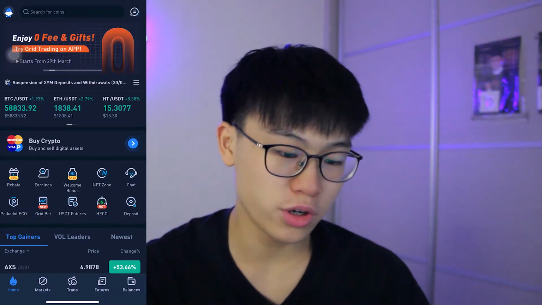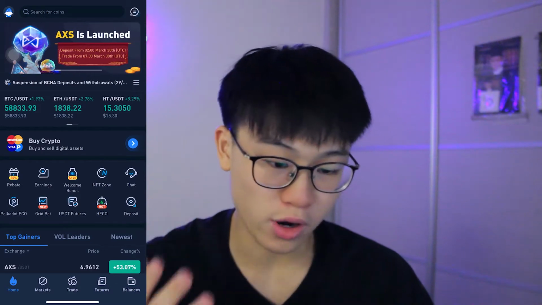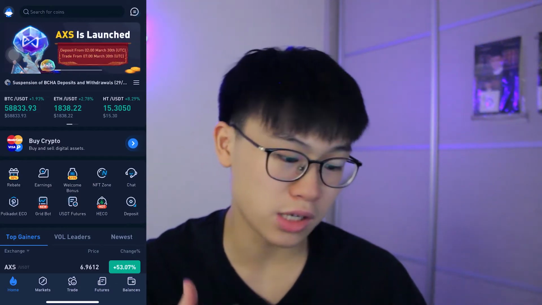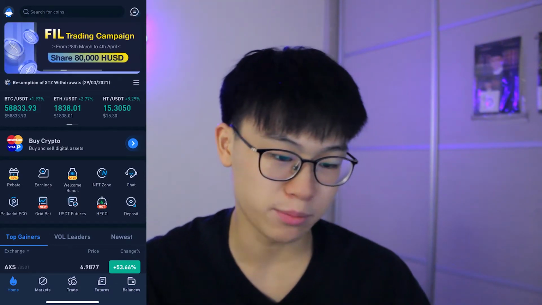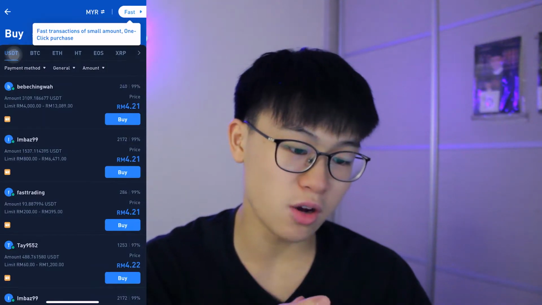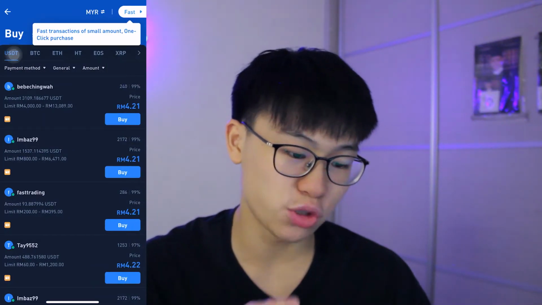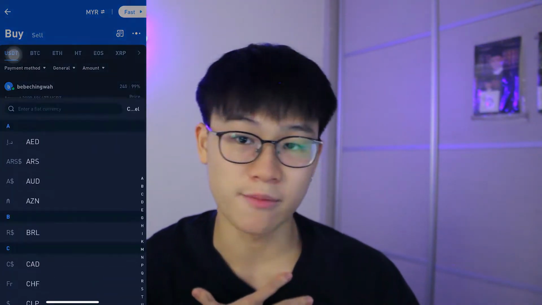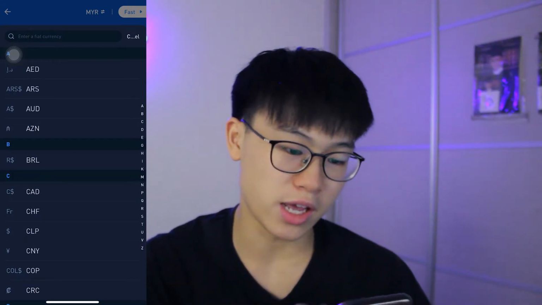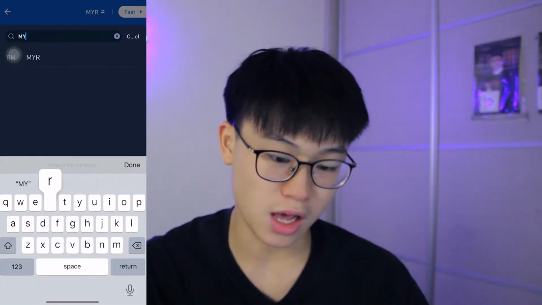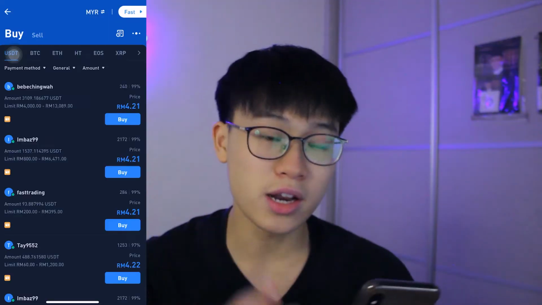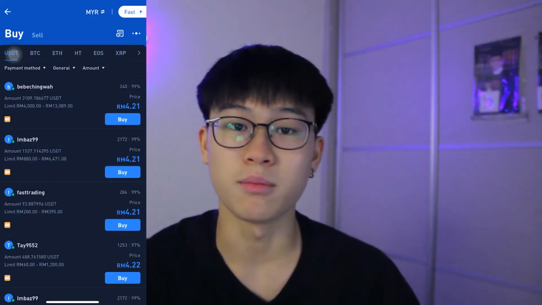So we're at the home screen of Huobi Global, and if you want to go ahead and deposit money, all you gotta do is click on this buy crypto, and where you can see over top right is where you can choose your currency. So let's just say I'm from Malaysia, so I'll type MYR, and then I could buy in as Malaysian ringgit.